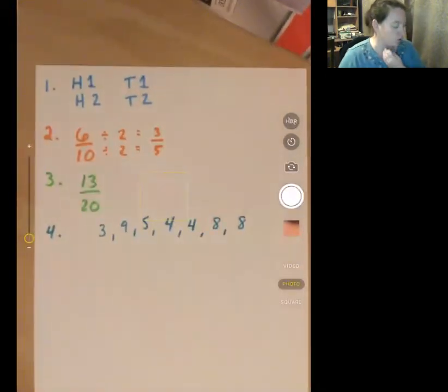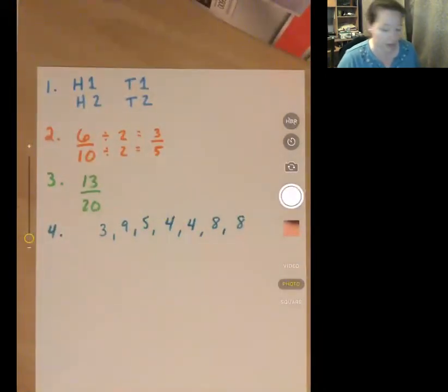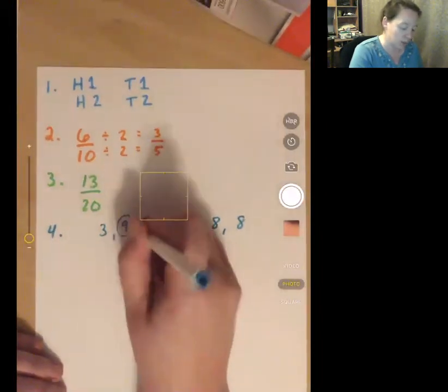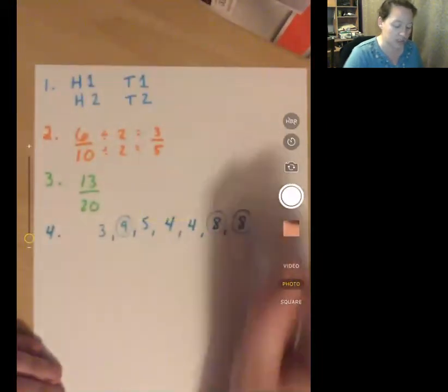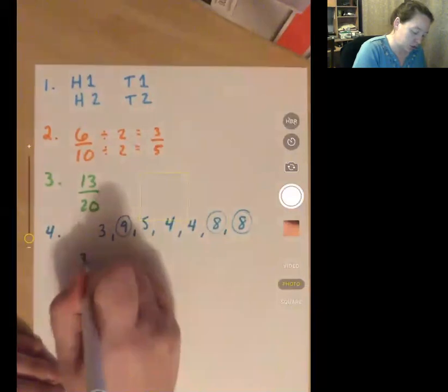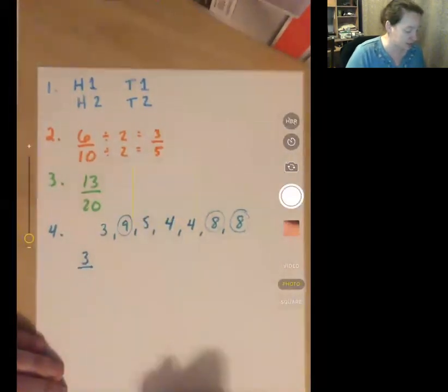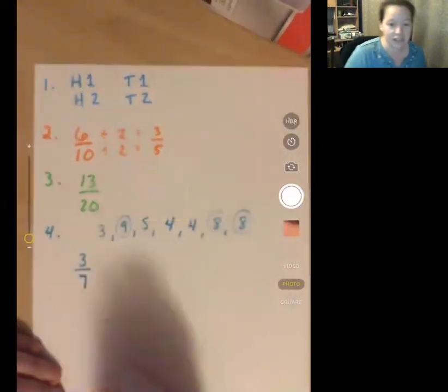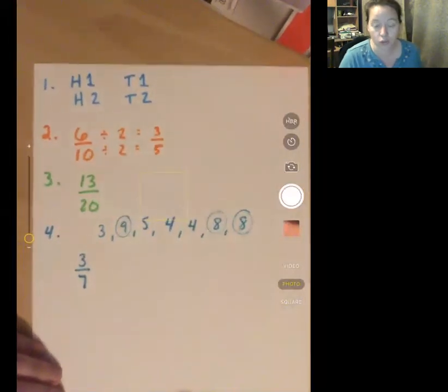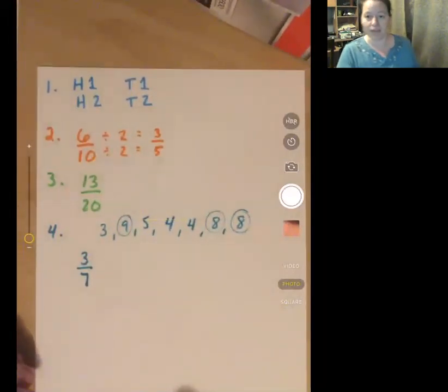So we are looking for it being greater than 5. That happened 1, 2, 3 times. So it's 3 out of how many tries? 7 tries. So 3/7 of the time. That is the experimental probability that it will be greater than 5.